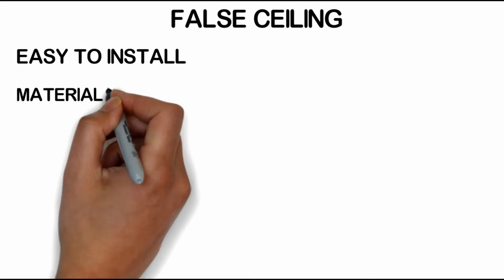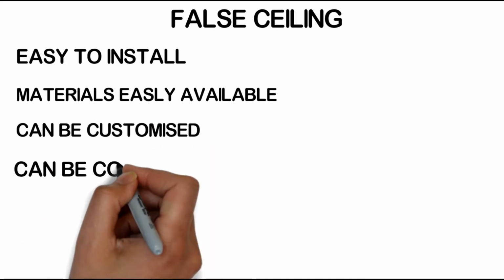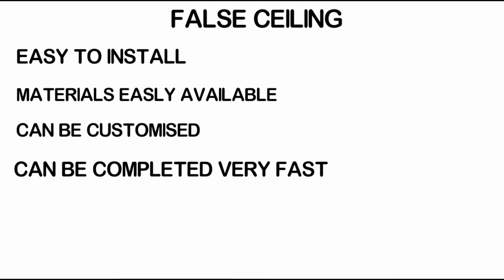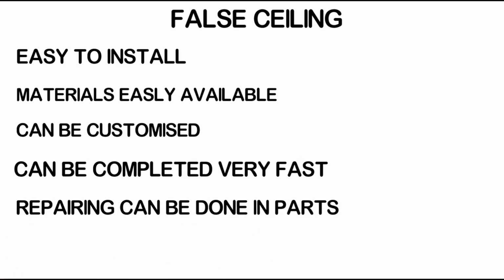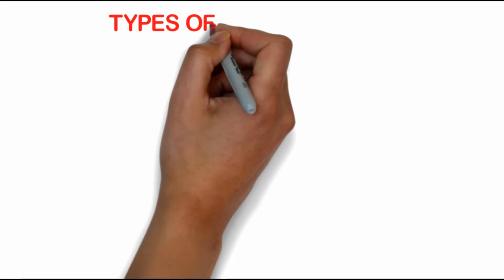The false ceiling has a lot of qualities. That is why it is being used so extensively. It is easy to install. Materials are available easily and can be customized. Customized means it can be modified to any requirement and can be completed very fast. Repairing can be done in parts and it is very easy.